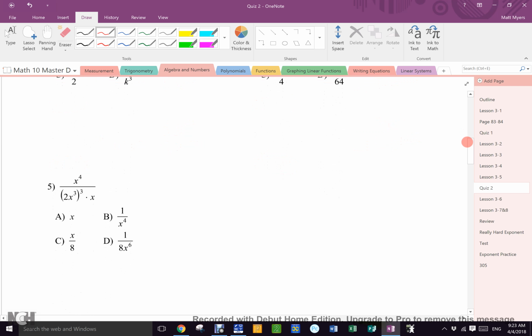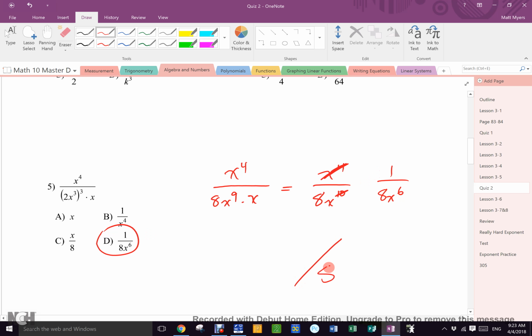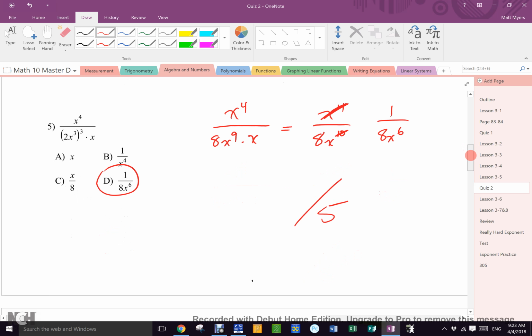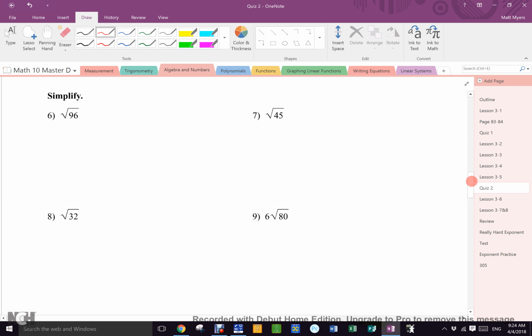And finally, who's doing 5? D. X to the 4th over 8x to the 9th times x, which is x to the 4th over 8x to the 10th. 4 of them go away. 1 over 8x to the 6th. D. Everything on that page is out of 5 because they're multiple choice. Turn the page over. I only got 6 minutes, so make them quick. What's this one? Everything on this page is worth 1 because it's the same tactics. Go.